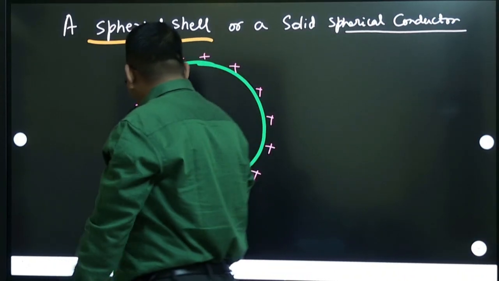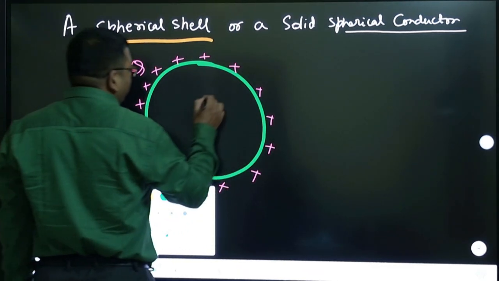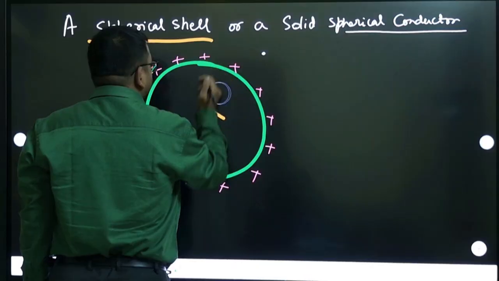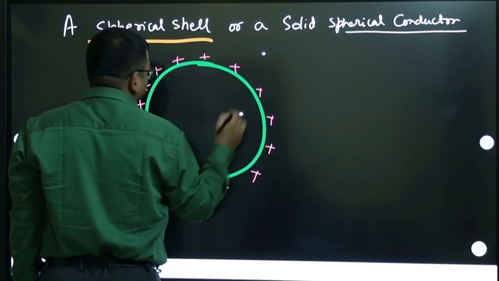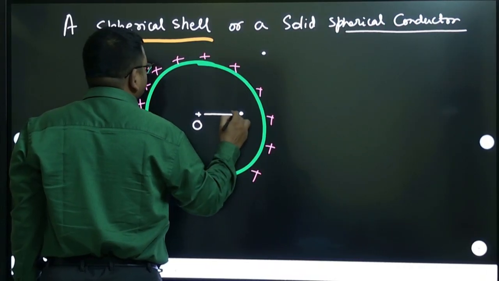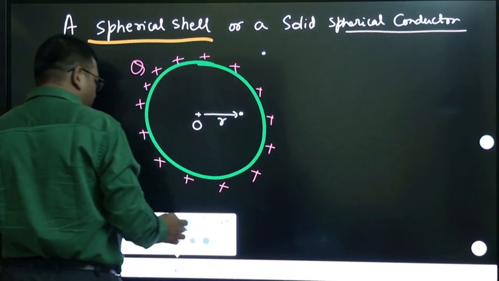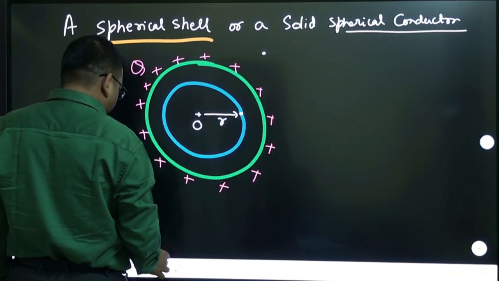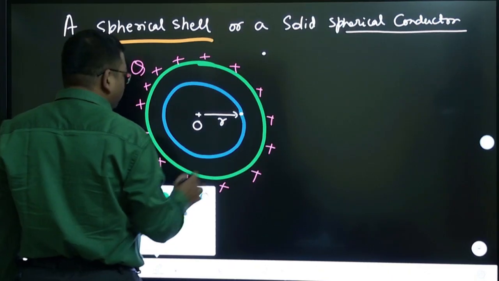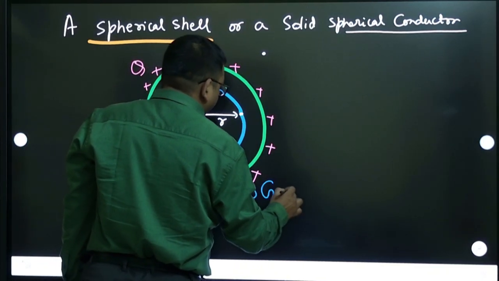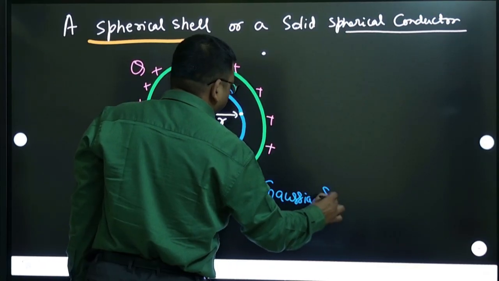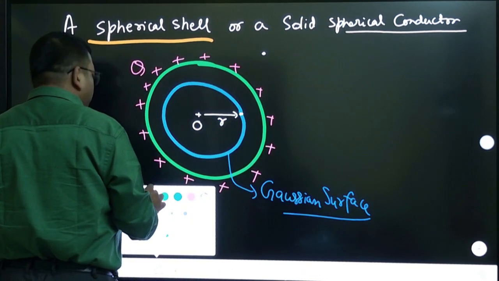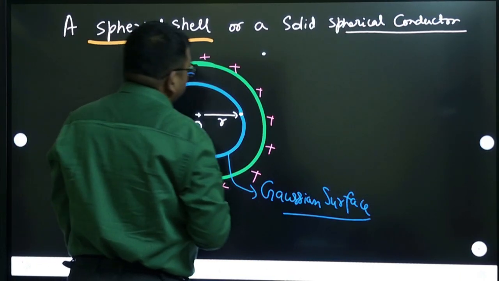Now we want to find the field somewhere here. So we are taking some point, let us say some point is here, and this is the center. This is the distance r. So what do we do? If you remember, we have to make a Gaussian surface, right? So let us make this Gaussian surface.